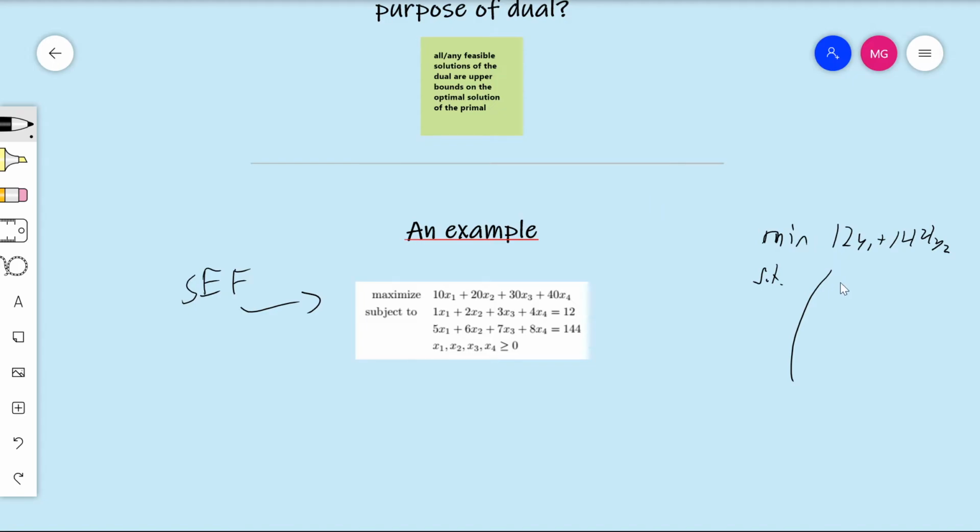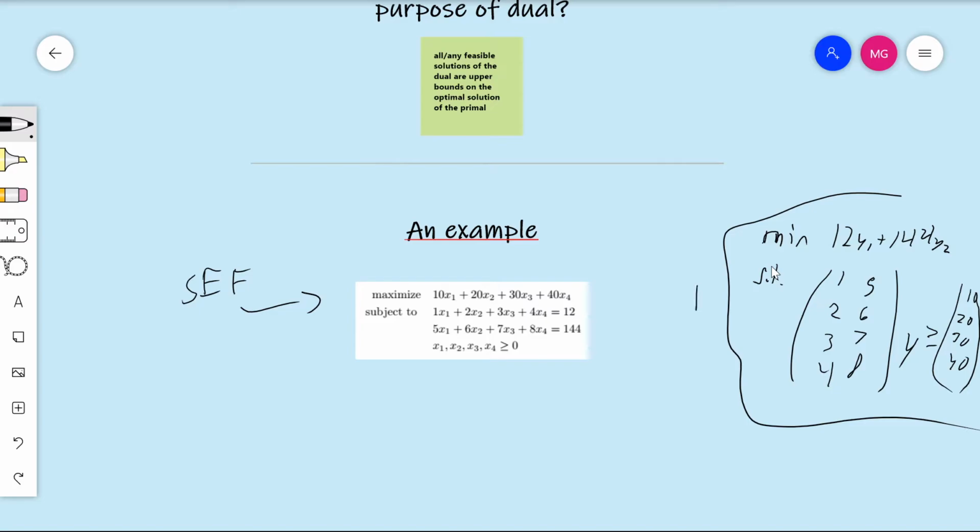In matrix multiplication form, the matrix gets transposed. So 1, 2, 3, 4, now down a column, and 5, 6, 7, 8. That times the vector y, where by the vector y I mean the thing with components y1 and y2, is greater than or equal to the, now the right-hand side components, they come from the coefficients of the primal objective function. So 10, 20, 30, 40. Just like that. And so this is the dual linear program.